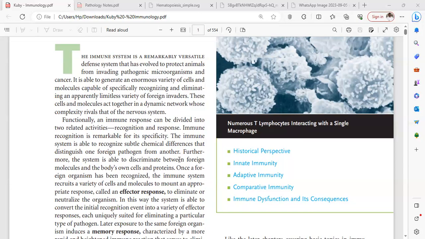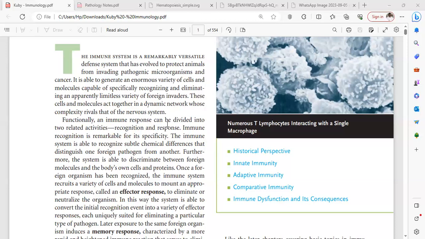So we start off. So what is an immune system? Basically, it is a collection of biological processes whereby an organism protects itself against pathogens, pathogenic microorganisms, or tumors. Functionally, the immune system has responses, and they're divided into two categories that are related to those activities. We have the recognition part and the response part.